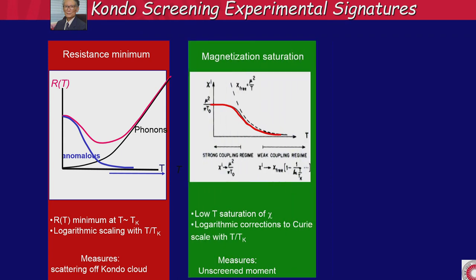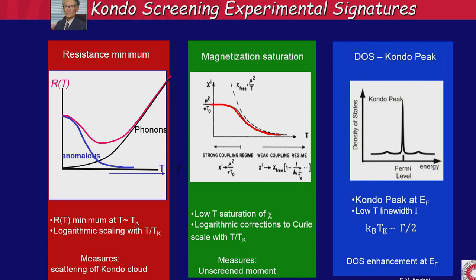The second signature of Kondo screening is in magnetization. Curie behavior is the susceptibility going like 1 over T all the way down to the lowest temperatures. If you have Kondo screening, it saturates at a scale comparable to the Kondo temperature. And that saturation, again, has to do with the fact that you've screened out the magnetic moment of your impurity. And the third signature is a peak at the Fermi level. That peak comes from the fact that the electrons that screen your impurity all come from the Fermi energy. So you have an enhancement of the density of states at the Fermi energy that gives you a peak right at the Fermi energy.